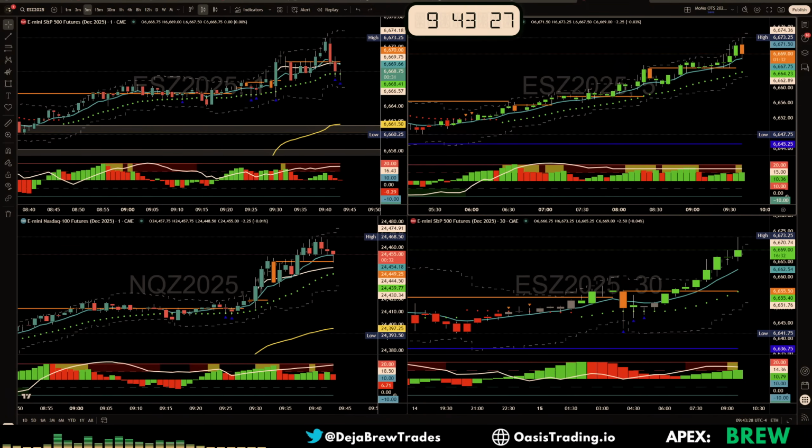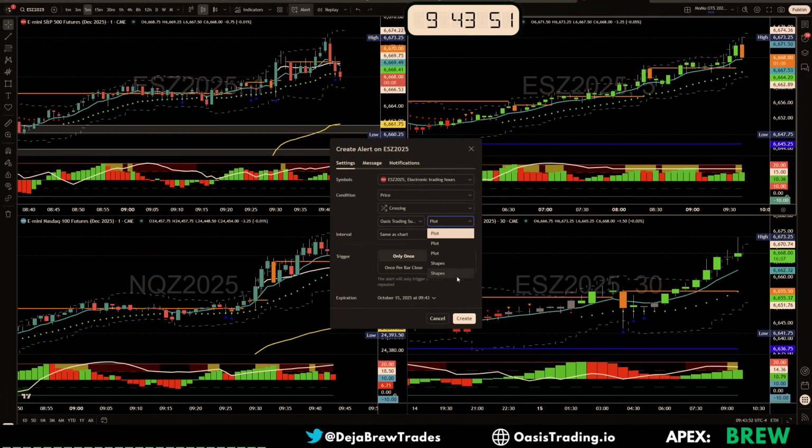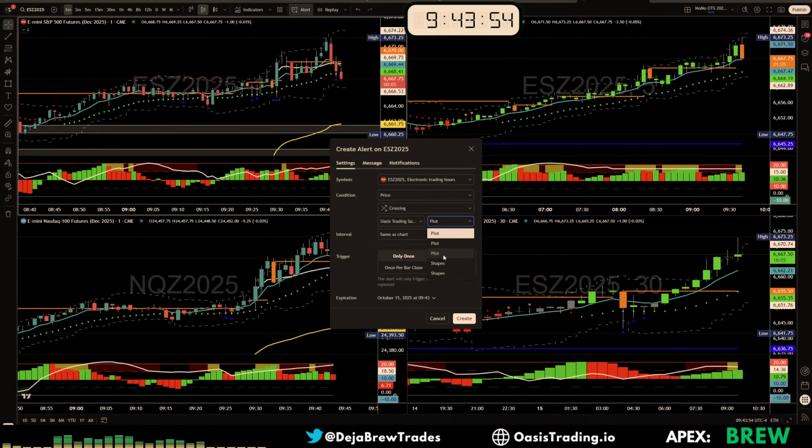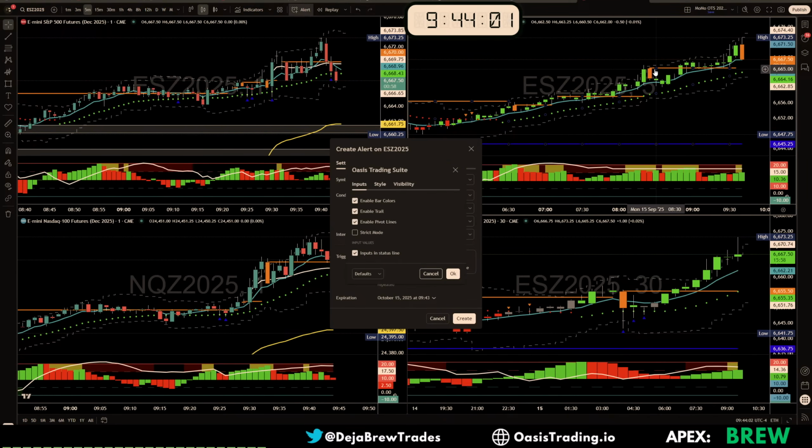Is there an easy way to set an alert on a pivot crossing? The crossing, I think you can. You can set alerts on the actual pivots. The crossing, let me see. I think you can. Yeah, you can. I just don't have these named. So which one is it? Let me see.